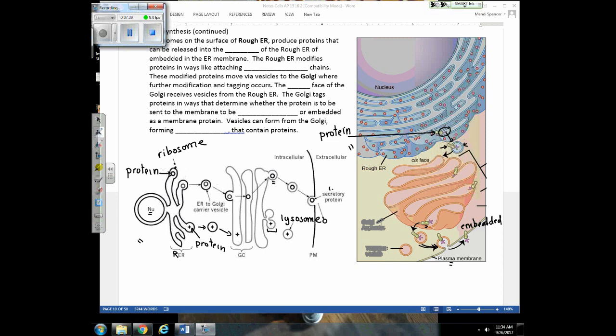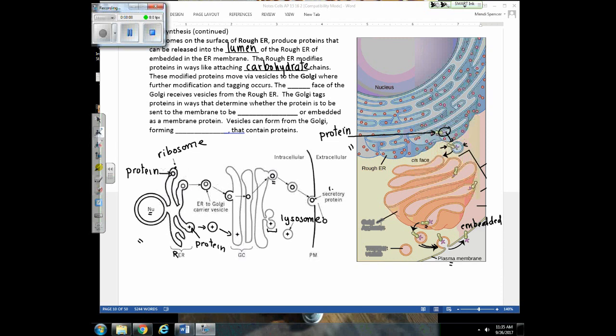So let's fill in some of these blanks here so that if you're trying to describe protein production, you know how to use these terms. So we have ribosomes on the surface of rough ER. They produce proteins that can be released into, now the inside of the rough ER is called the lumen. And I just want you to be familiar with this term. You could say released into the rough ER. The rough ER is going to modify those proteins. For example, it can attach on carbohydrate chains. I'll show you an example of this on the next page.